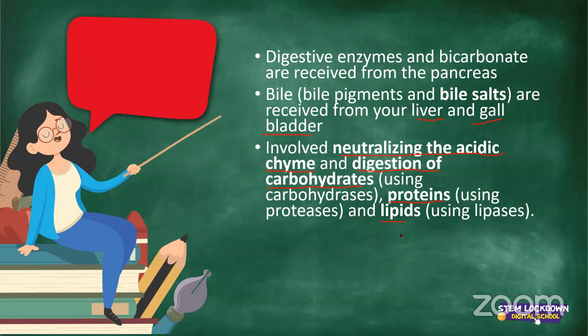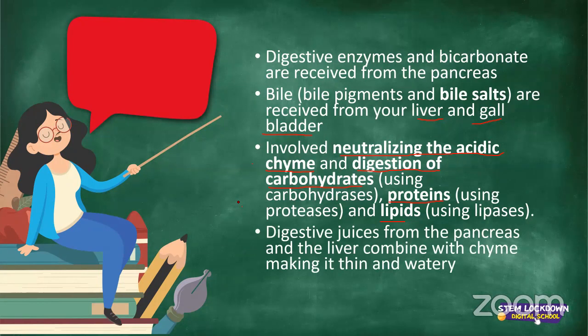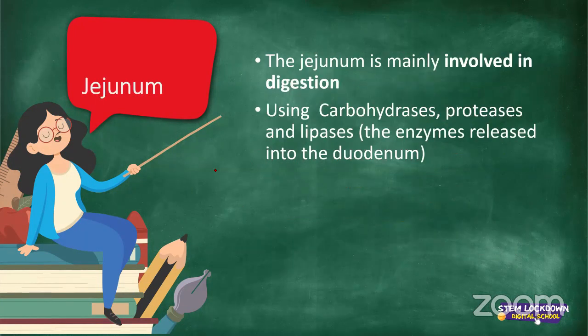Okay, so guys, yesterday we mentioned one enzyme which falls under a protease that is released in the stomach. What is the name of that enzyme? Guys can just answer in the group chat as we continue. So guys, in the duodenum, again, we said that digestive juices from the pancreas and the liver combine with chyme, making it thin and watery. Okay, then we move on.